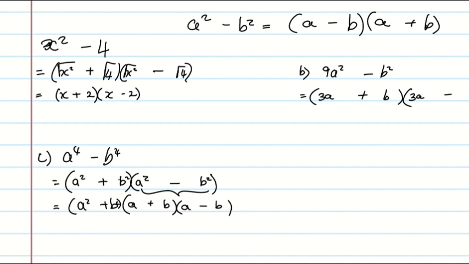You can't. The rule says difference. So the first term needs to be a perfect square, and the second term needs to be a perfect square, and between them needs to be a minus sign. If it's a plus sign, you cannot factorize. Good. We're going to the next example.